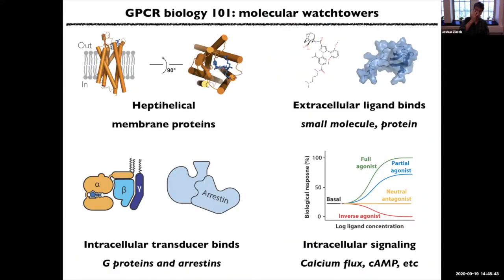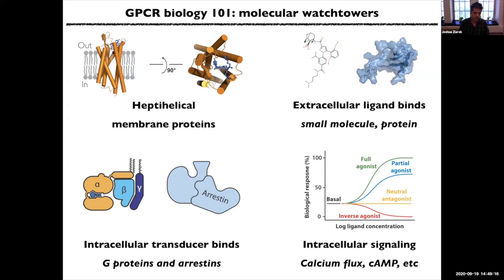So, a little bit of GPCR biology first. I like to think of GPCRs as molecular watchtowers. They're membrane proteins. They exist on the plasma membrane of eukaryotic cells. And structurally, they're comprised of 7 transmembrane helices. They're watchtowers in that orthosteric ligands, or extracellular ligands, will bind to this orthosteric binding pocket here.